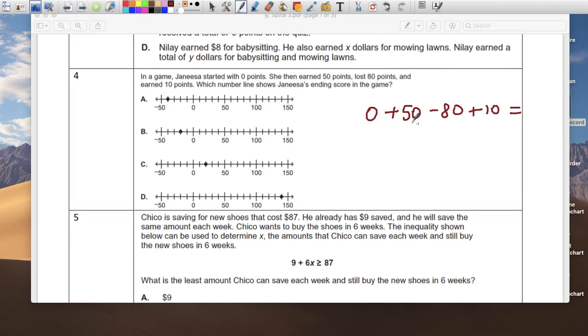So 0 plus 50 is 50. 50 minus 80 is negative 30. And then negative 30 plus 10, you're still in the negatives, at negative 20. So it looks like this one, right? Because every mark here is 10, 10, 20, 30. So negative 10, negative 20.